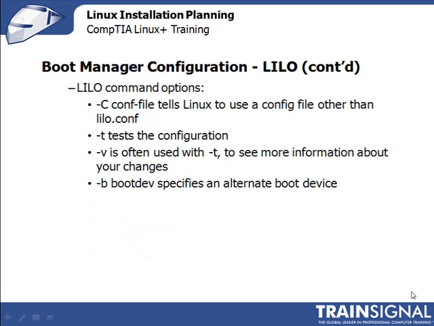The lilo command itself also has a few options. The first, capital C, space conf-file, tells Linux to use a configuration file other than lilo.conf. Dash lowercase t tests the configuration, not writing anything to the master boot record just yet. You often couple this one with -v to see more information about the changes that would be applied without actually applying them. And finally, -boot space boot-dev specifies an alternate boot device. Again, Lilo isn't a bootloader you're likely to run into, but those pursuing certification should be familiar with its operations. Let's move on to Grub.